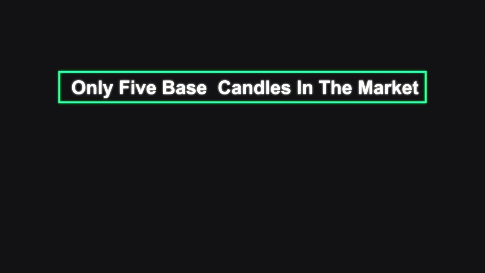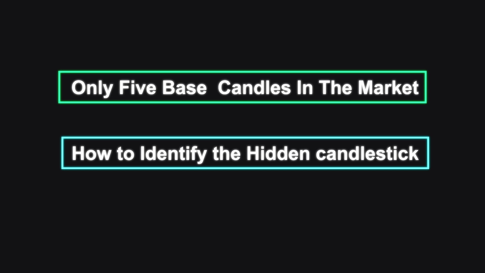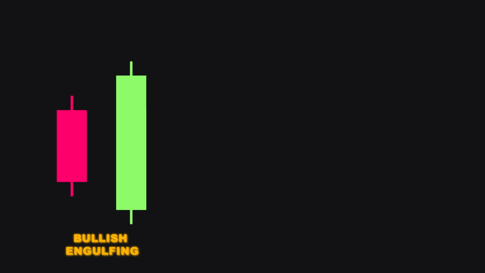So far, we have understood that there are 5 types of candles. Now, let's talk about how to identify the hidden candlestick. It is very simple. We will use the blending method. For example, let's consider 2 candles. Now, we may not be able to understand whether it is bullish or bearish. To determine this, let's try blending.